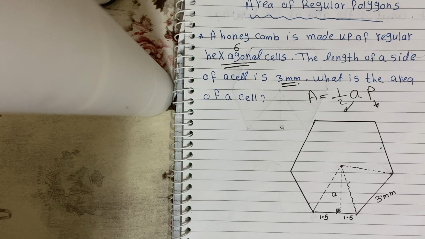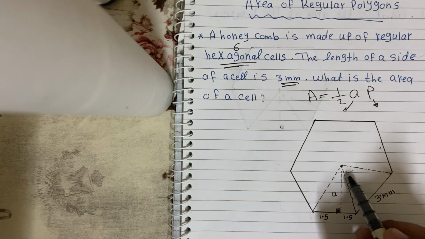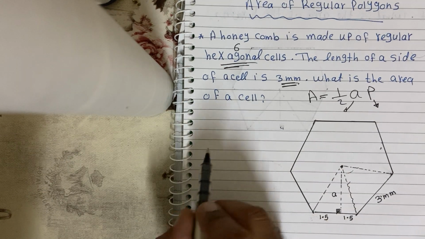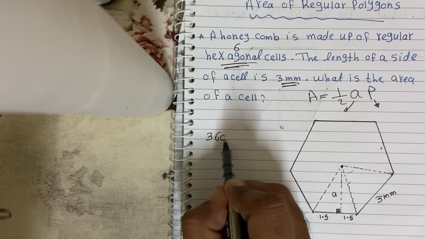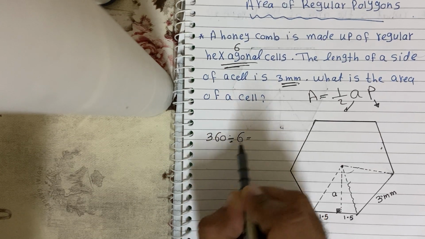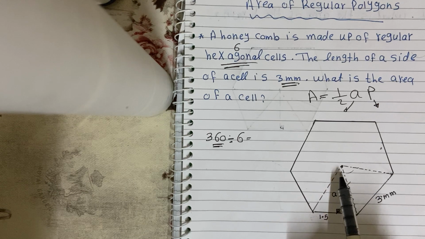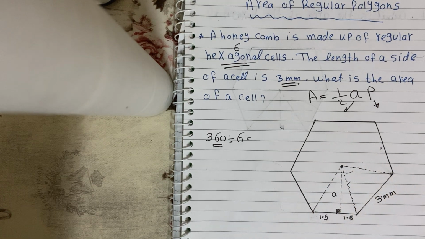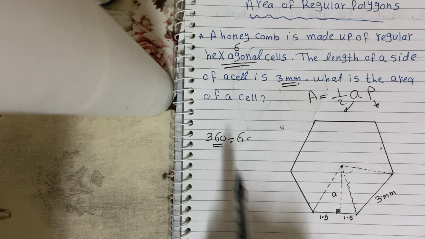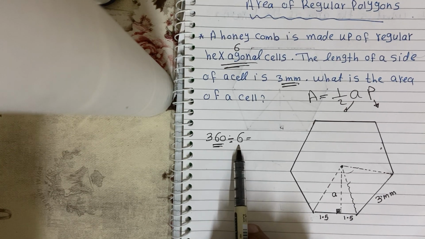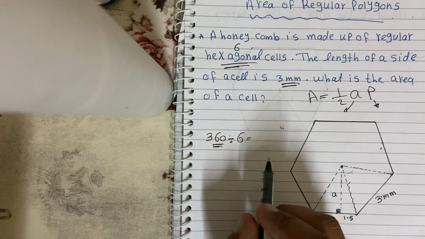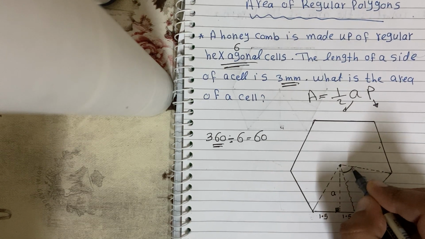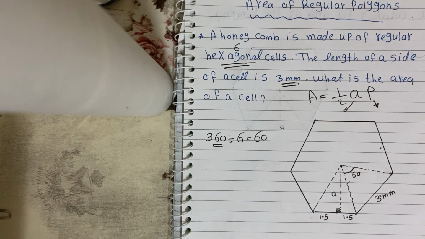First we need to find the central angle between the two radii. As I told you before, we are going to make 360 divided by 6. 360 is constant because the central angle around the center of the circle equals 360, divided by 6 because it's a hexagon. 360 divided by 6 is 60. That means this angle will be 60.